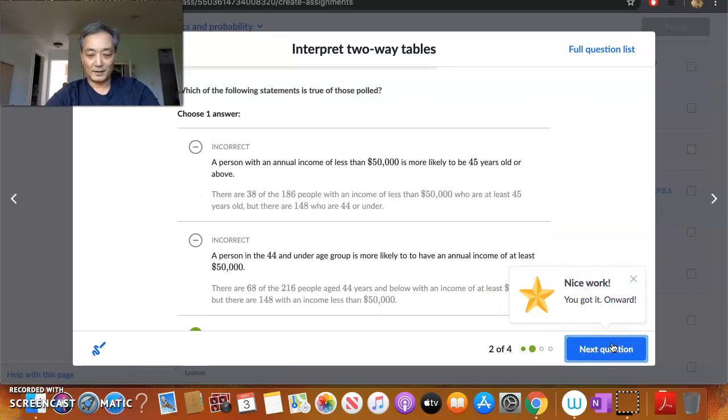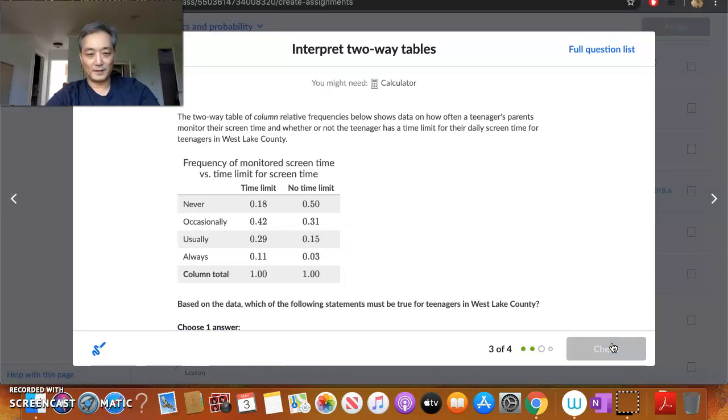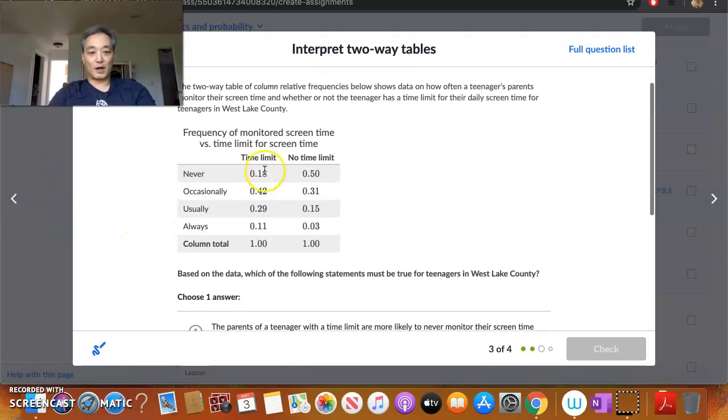Okay, let's take a look at another one here. The two-way table. Okay, so here it says the two-way table of column relative frequencies. These are now column relative. See that? You add up the columns, they add up to 1. Correct? These are not row. So you cannot make any real conclusions or inferences based upon the rows, only by column. Okay?